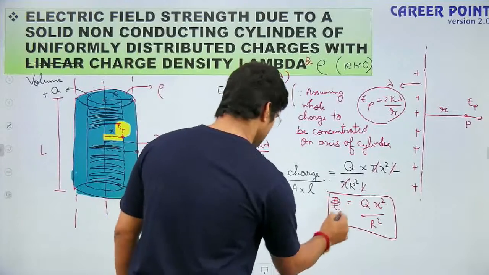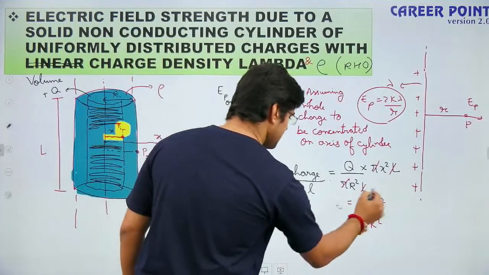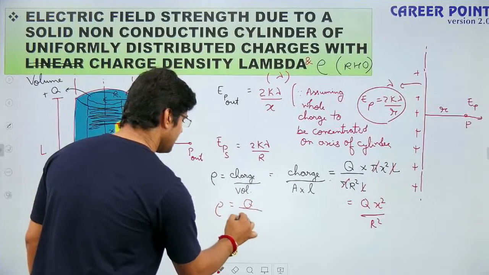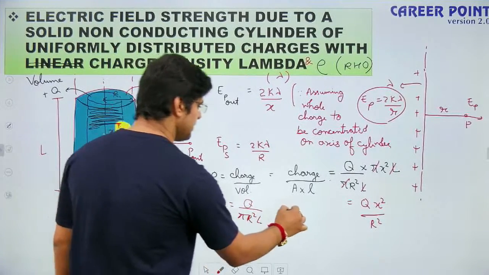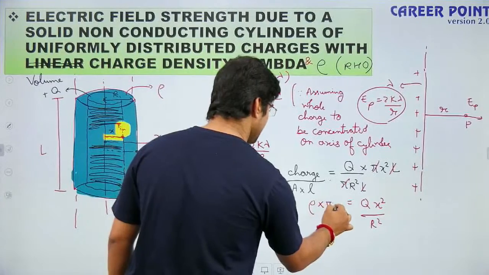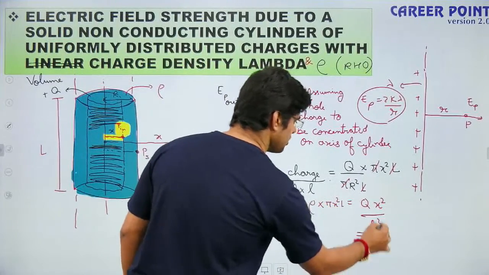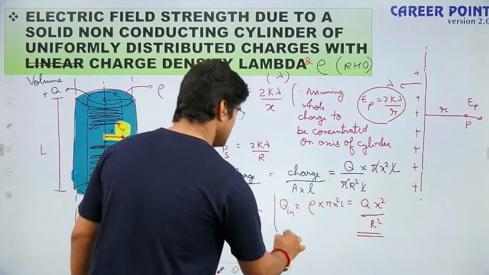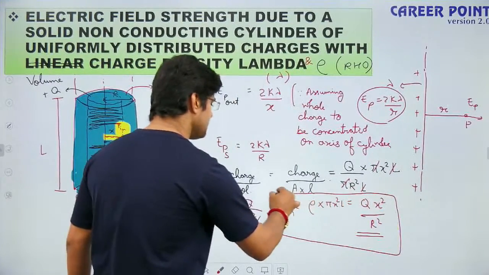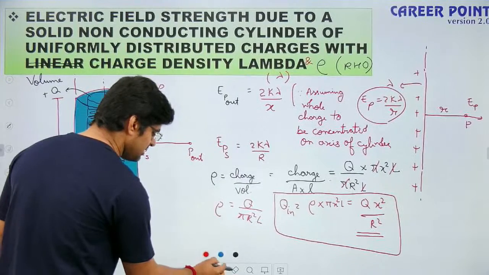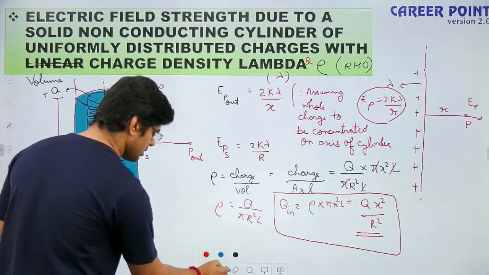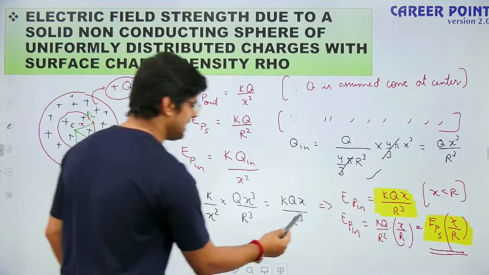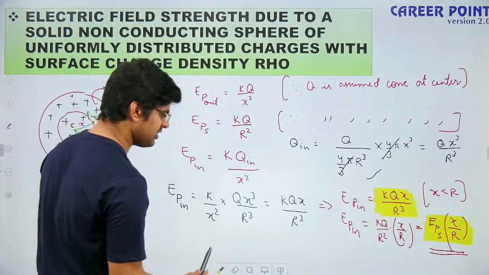Rho is equal to charge by pi R square L. I have multiplied rho into pi x square L, which gives us Q x square by R square, or you can say this is our charge inside. So I am putting this in a bracket. This charge inside is what we are supposed to use here. I am highlighting this. Where is it?